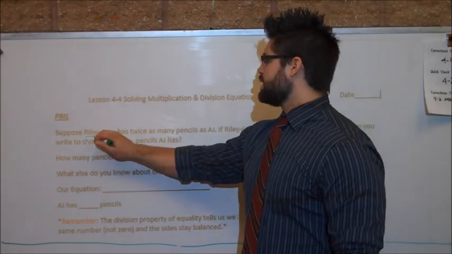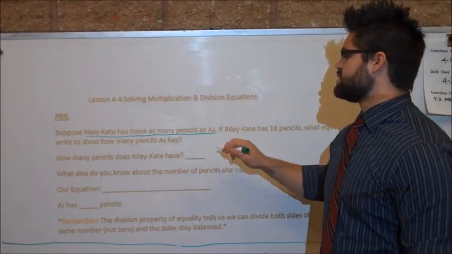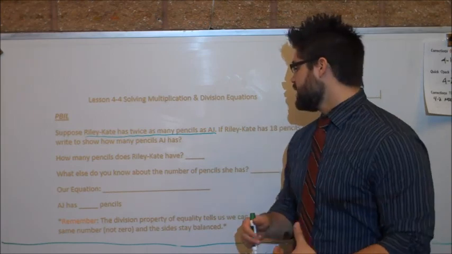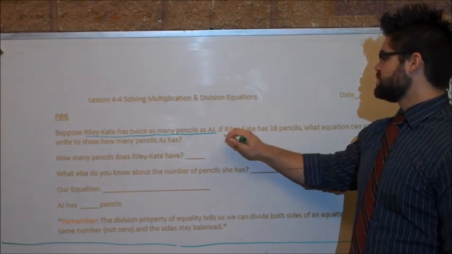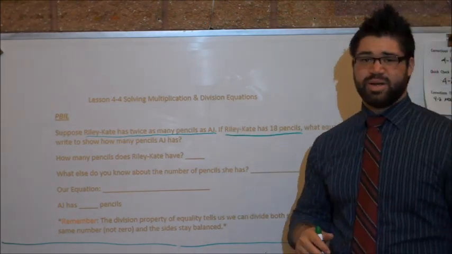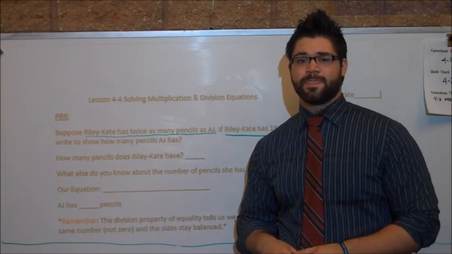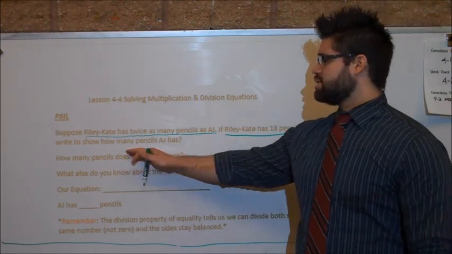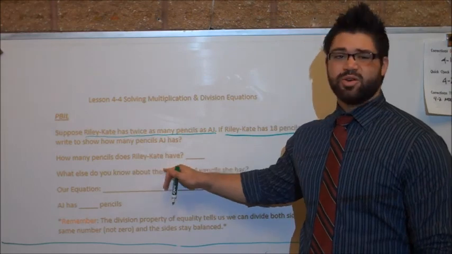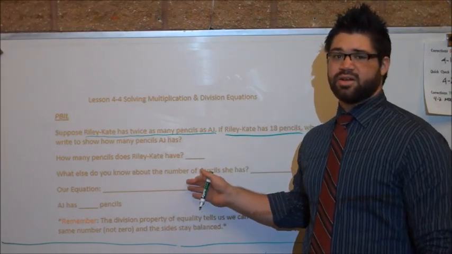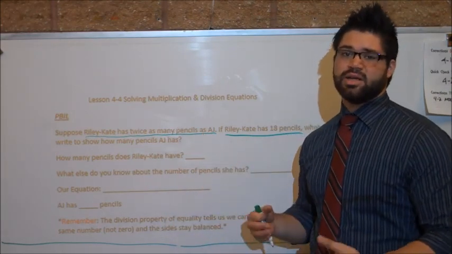So we know that Riley Kate has twice as many pencils as AJ. That seems pretty important, right? And if Riley Kate has 18 pencils, so we know Riley Kate has 18 pencils. That's going to be important as well. So what I did now is I just have a few key questions that we're going to ask ourselves, and we're going to look and see if anything we underline is going to equate to those.